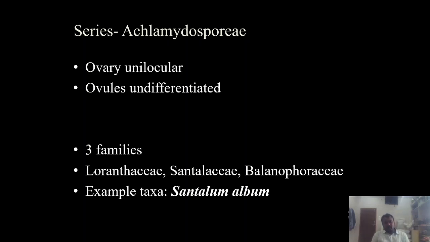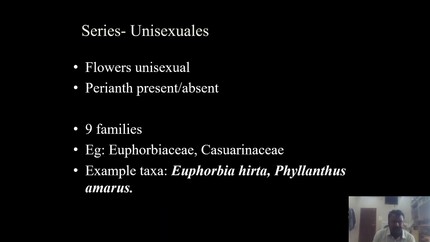Series Achlamydosporeae, ovary unilocular, ovules undifferentiated. 3 families are present: Loranthaceae, Santalaceae and Balanophoraceae. Example, Santalum album. The last series, Unisexuales. Flowers unisexual in nature. That means male and female flowers are different or separate. Perianth present or maybe absent.